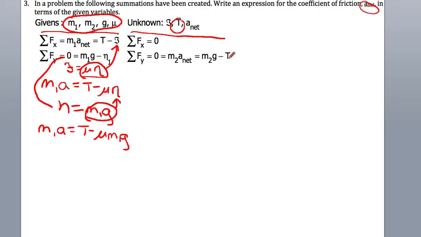To get rid of the T, I'm going to take a look at this other expression over here, and on this other side, I'm going to take this expression and solve it for T. So that's going to be T is equal to, in this case, m2a. Kind of got ahead of myself there, didn't I? Yep, I definitely got ahead of myself there. So let's erase this and try over again.